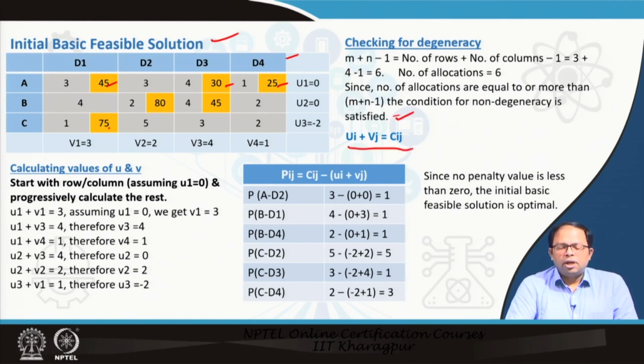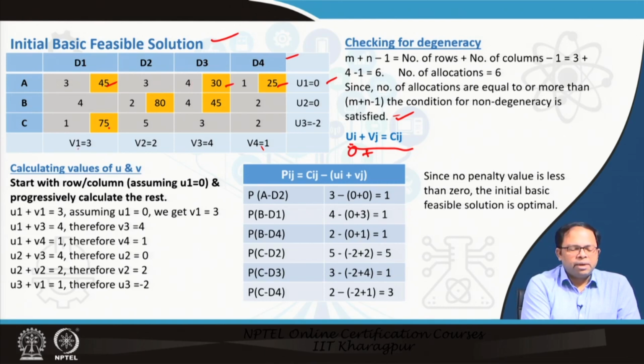We also have the formula ui plus vj equals cij. Now let's start with the assumption u1 equal to 0. We can start with any one of the rows or columns, but let's start with u1 equal to 0. We already know the cij values for all the allocated cells, so immediately we can find the vj values. Because u1 is 0, v4 would be the same as this cost, so it is 1. Then v3 would be 4. Then v1 should be 3. So this 3 we know, but we don't know v2, and we also don't know the rest.